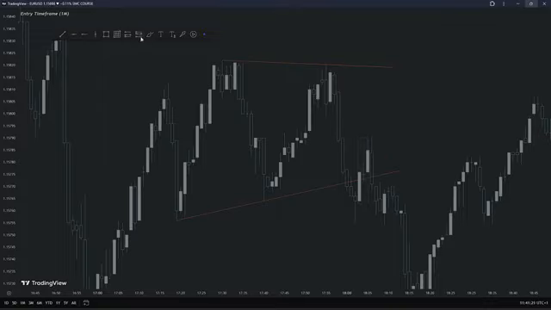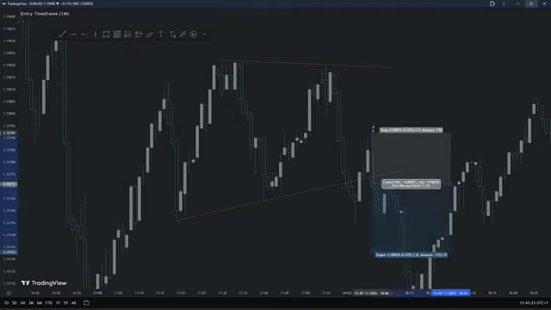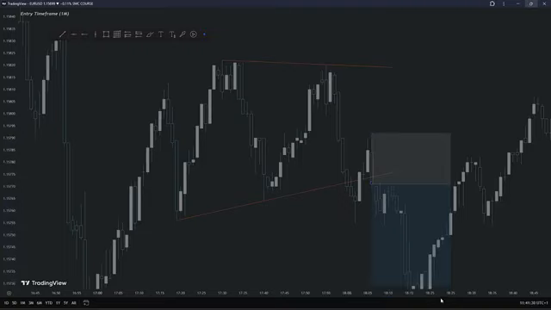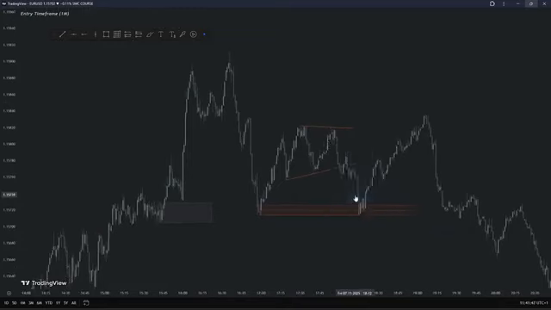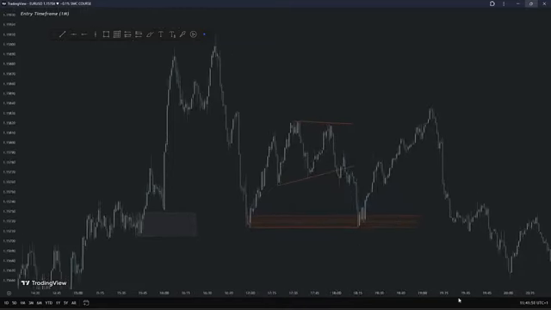Our entry could have been on the close of this candle, with a stop loss above its high, and our second take profit would have been reached as well. But here's the point. The market doesn't always react to patterns this cleanly and perfectly. That's why I want you to look one level higher and ask yourself, why did this pattern form here? What was the purpose of price creating this pattern?